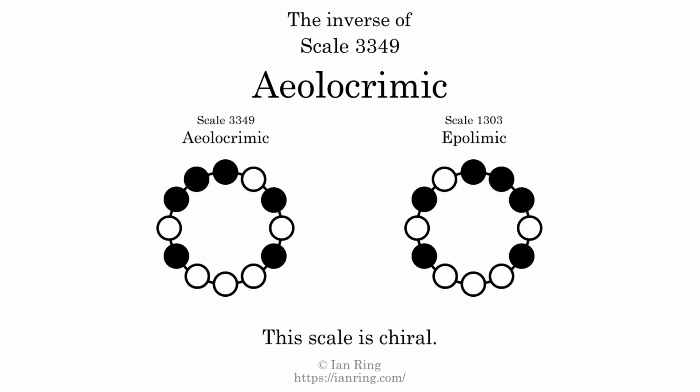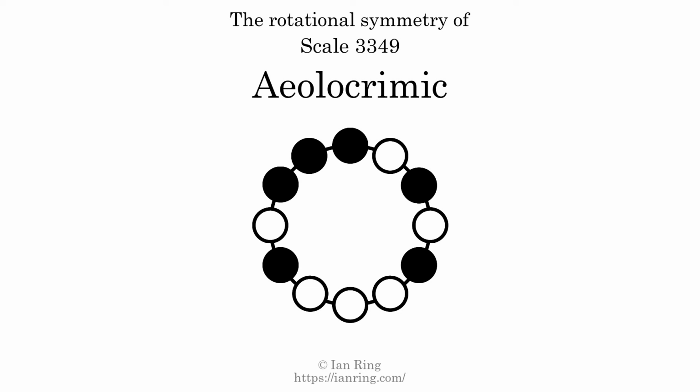The inverse of a scale is a mirror image. It is what you get when the sequence of intervals is reversed. The inverse of this scale is scale 1303, also known as Aeolocrimic. This scale is chiral. It cannot transform into its inverse by rotational transformation. This scale has no rotational symmetry.